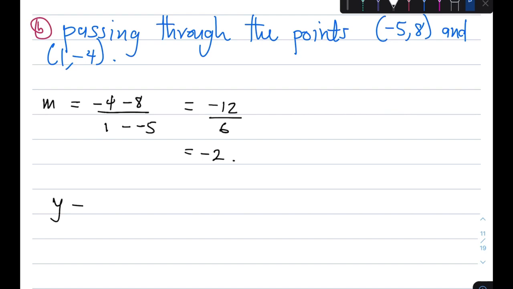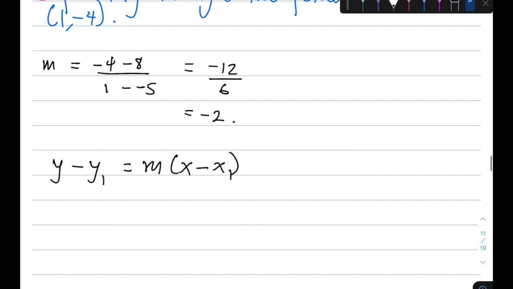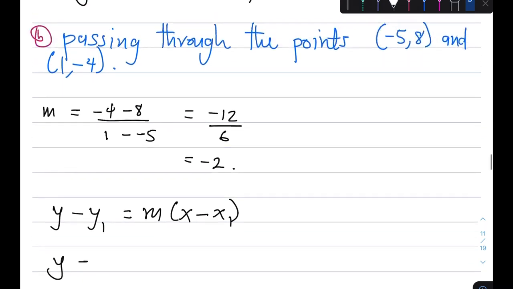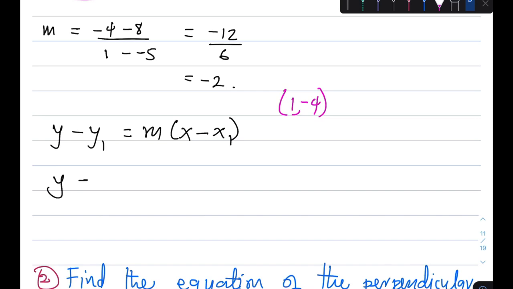We said that we will use this equation of a line. So I can say that y minus y1, now which one would be our y1? Well, you have 2 points, you can use any, okay? So assuming that I'm going to use this point, let's say 1, negative 4, okay? So I'll have y minus y1, but our y1 is negative 4, is equal to m. In this case, we had negative 2, times x minus x1, but what is x1? x1 is 1. So this is how we go about it.